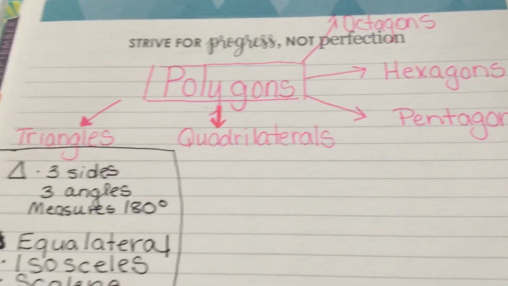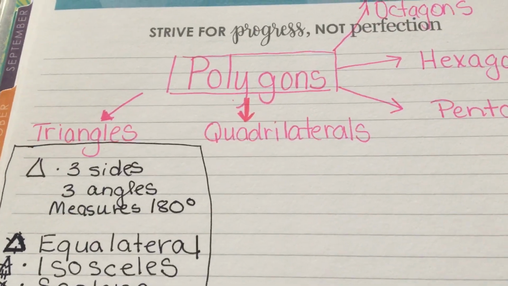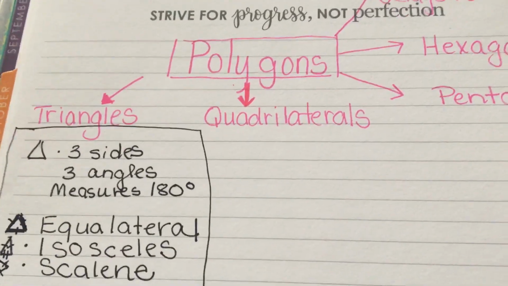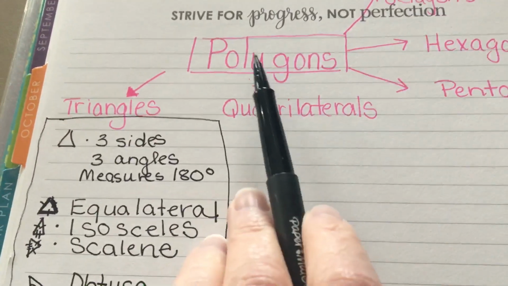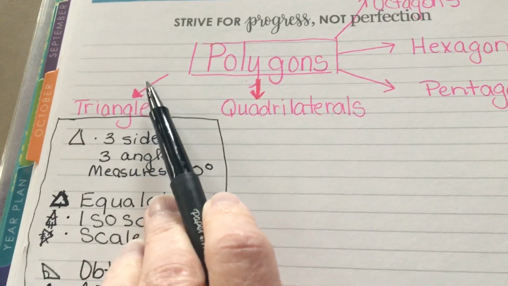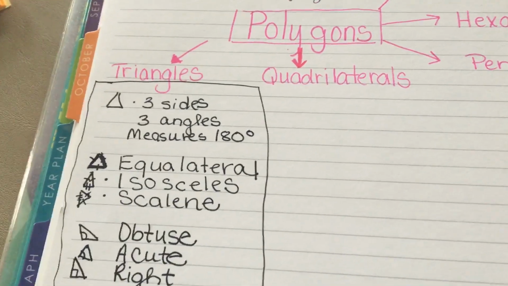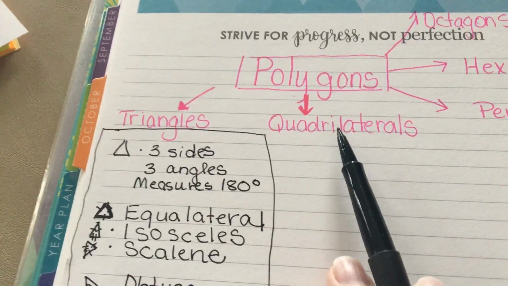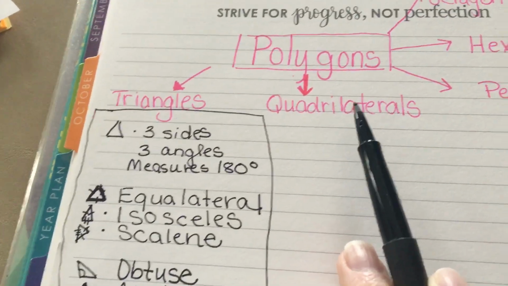Hey Odyssey, we are continuing with our hierarchy of polygons. So we are going to now move away from the triangles. All of these are polygons and they have three sides. And we're going to move on to our quadrilaterals, okay?